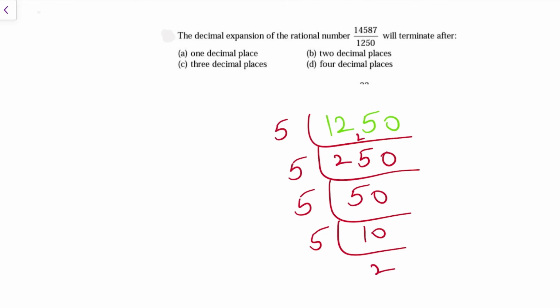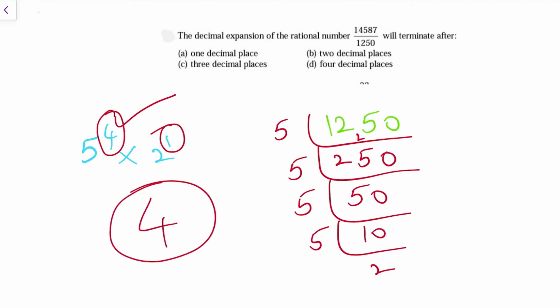Now if we write the prime factorization of 1250, 5 is there 4 times, so 5 power 4, into 2 is there only 1 time, so 2 power 1. As I have been saying from the previous problems onwards, to check after how many decimal places it will terminate, we need to check for the maximum power. Here for 5 the power is 4, for 2 the power is 1. Out of these two, 4 is the biggest number, so the answer will be 4 decimal places, that is option D.